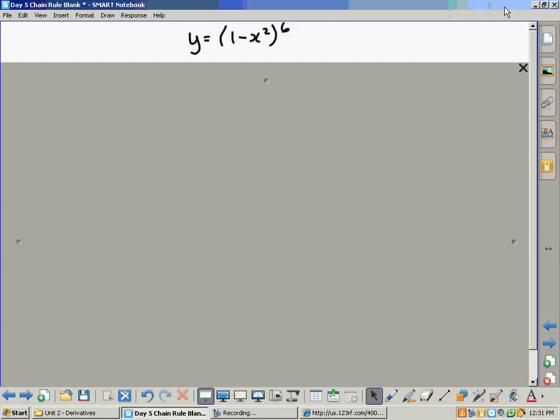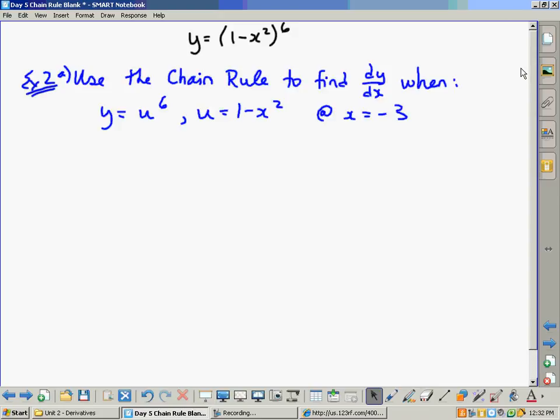So let's look at how these questions look. Because the chain rule is so useful, they actually change the way the questions look because they can represent these huge things. So instead of a question like this where it says differentiate 1 minus x squared all to the power of 6, the question actually looks like this.